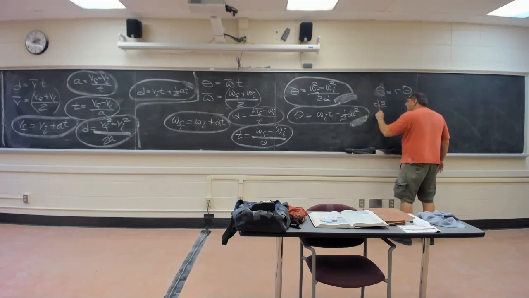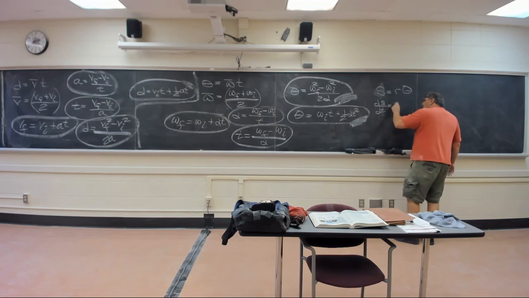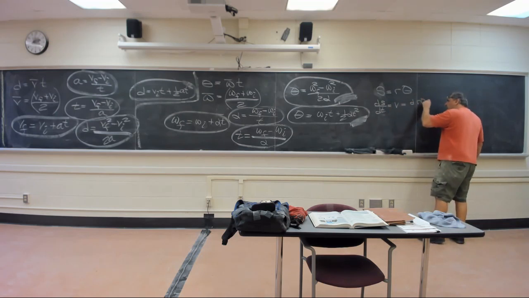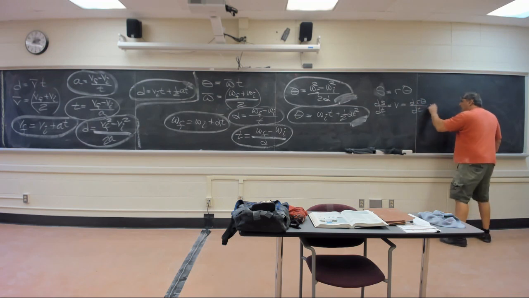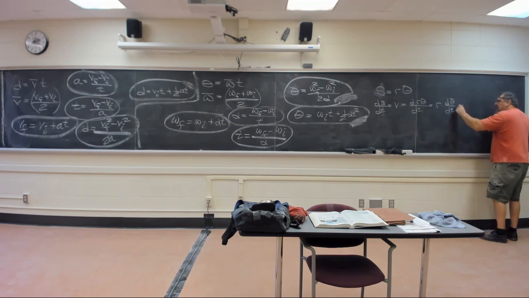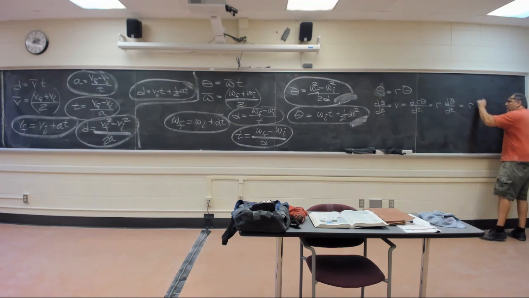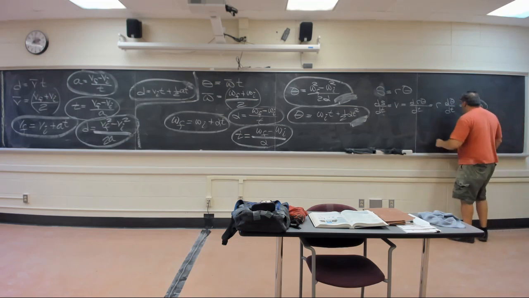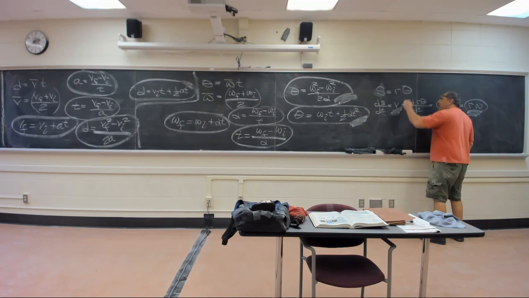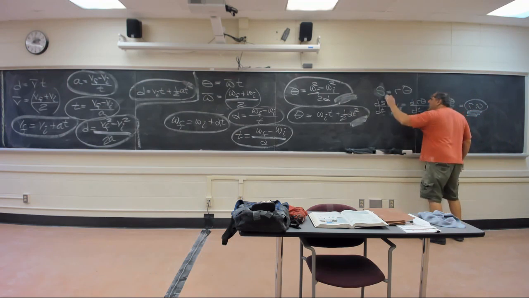ds dt is v. And that's this. The r comes out and you got d theta dt. d theta dt is change in theta over change in time. That's called omega. If you multiply omega by r, you get v. If you multiply theta by r, you get s.